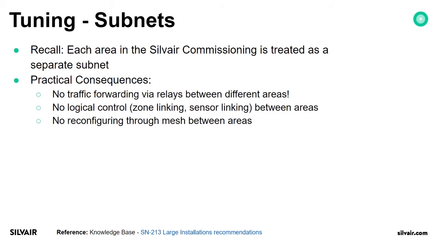Now we are going further into tuning. Subnets. Each area in the Silvair commissioning is treated as a separate subnet. The consequences are no traffic forwarding via relays between different areas, no logical control zone, zone linking, or sensor linking between areas, and no reconfiguring through mesh between areas. So basically, you should treat an area as a floor in the building.